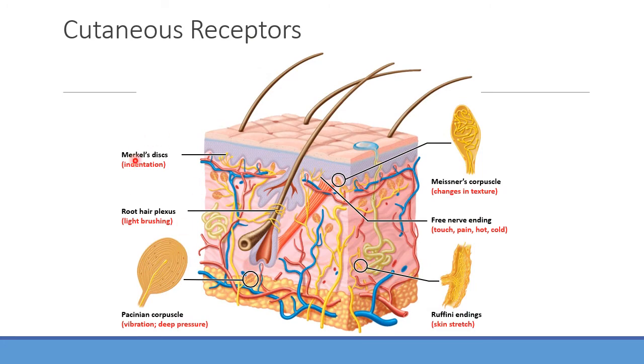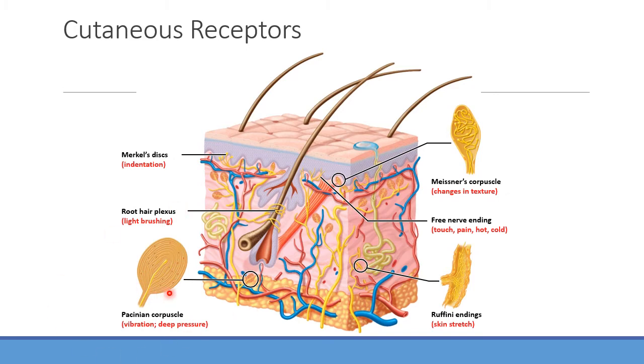So again, the Merkel's just a better picture of this. Good for indentation. Notice they're right at the surface of the skin, so that way you can detect very shallow indentations pretty easily. Things like Meissner's corpuscle are good for texture. If you're running your hand over something, you can detect changes in texture.